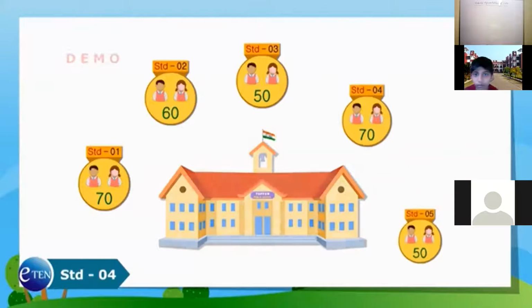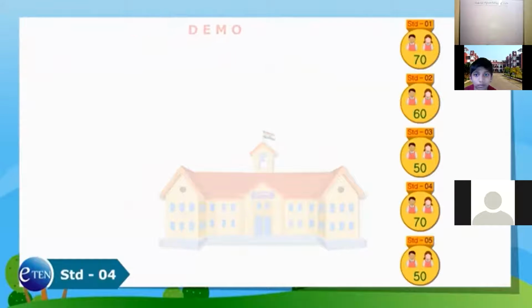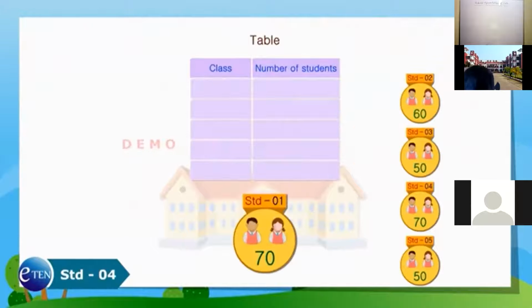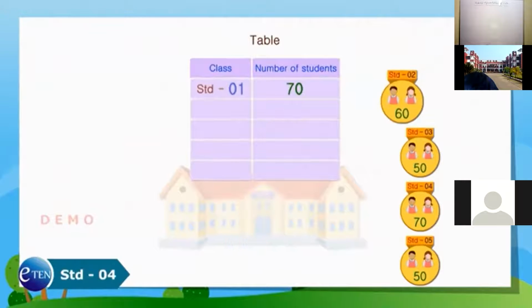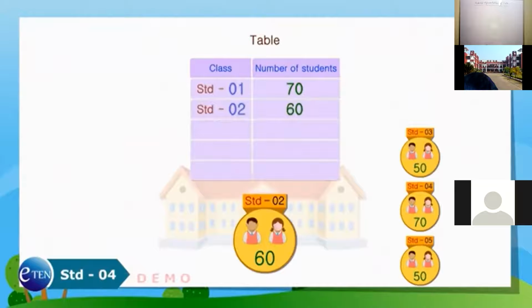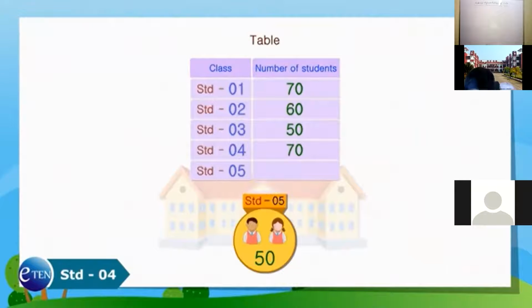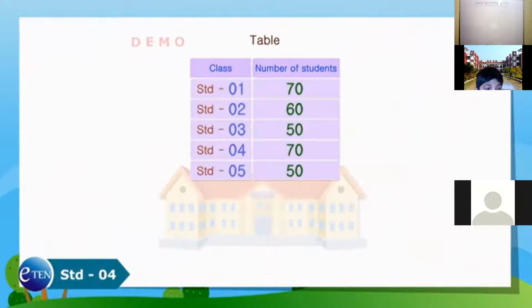To look at all this data together, we construct what we call a table. This is what a table looks like. Here we have the name of the class, and here we have the number of students. Put this data here like this. Standard 1, 70 students. Standard 2, 60. Standard 3, 50. Standard 4, 70. And Standard 5, 50. When we show all the information we have in such a form, we call it a table.